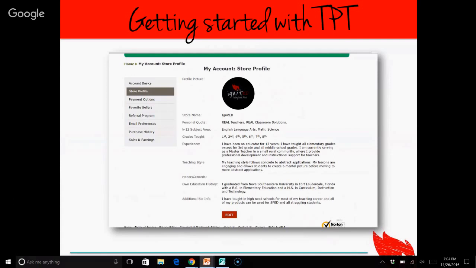So when you're setting up your account store profile, you need to really think through, or really have thought through, who you are going to target. Because all of these things on here, especially where it says grades, subject areas, who you're going to target, what subject areas. I do English language arts, math, and science because I do a combination of STEM products.